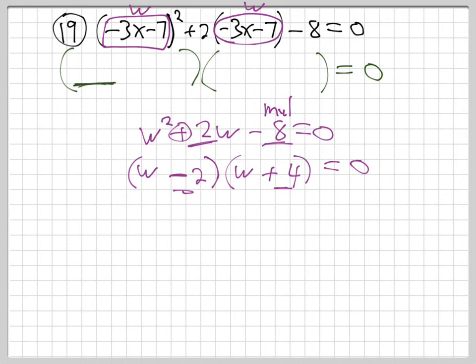Right here, I put W and W. But in this case, I'm going to put negative 3x minus 7, negative 3x minus 7. Because negative 3x minus 7 times negative 3x minus 7 is negative 3x minus 7 squared. Same principle, right? Treating that whole negative 3x minus 7 like it's one entity. You see how I'm looking at it that way? That pattern is the same as the W pattern.